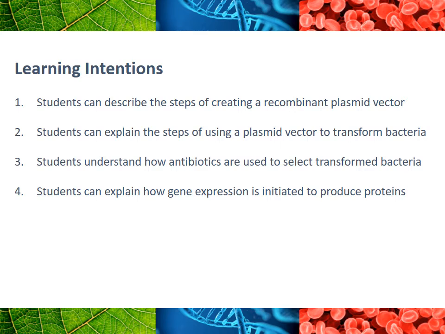Okay, there's a few steps to this lesson, so hopefully we can get through it all in time. A lot of these words are going to look a bit unfamiliar now, but we'll go through it all. So we're going to look at the steps of creating a recombinant plasmid vector. Then we're going to look at the steps of using this plasmid vector to transform bacteria. And then we're going to look at why we use antibiotics in this process. And then finally, how we kind of switch on this bacteria to create proteins.